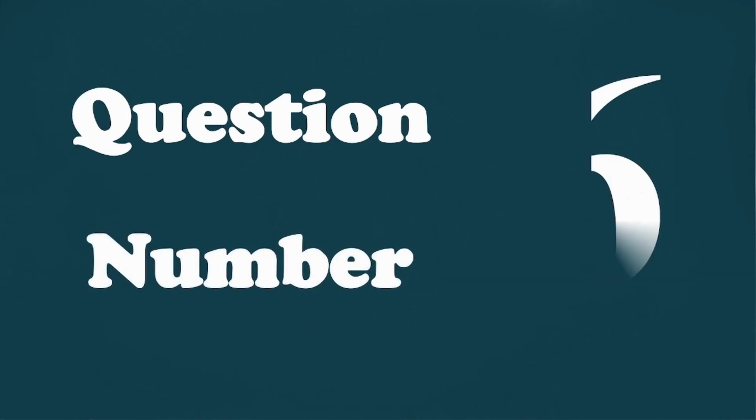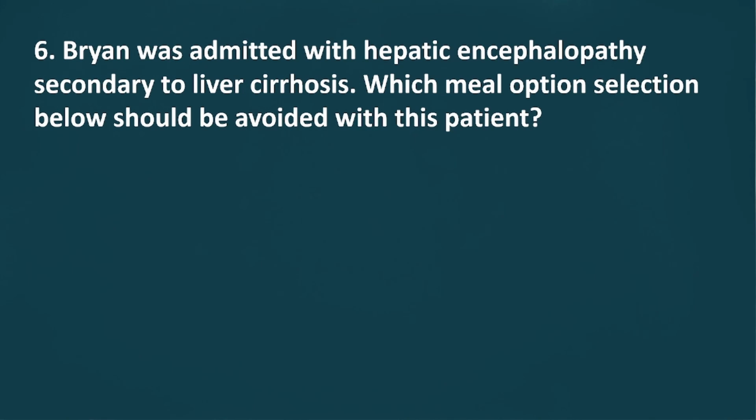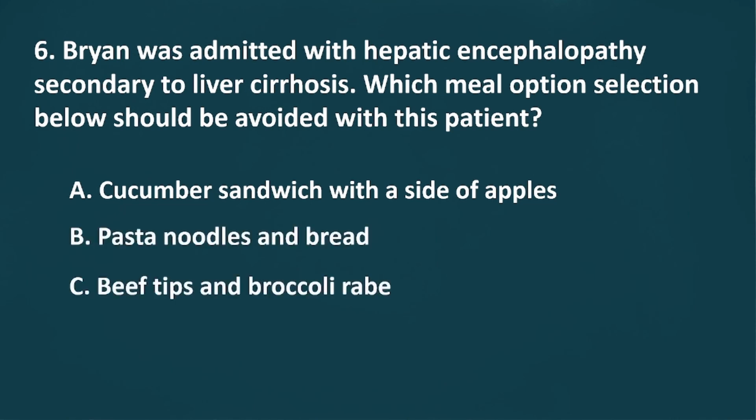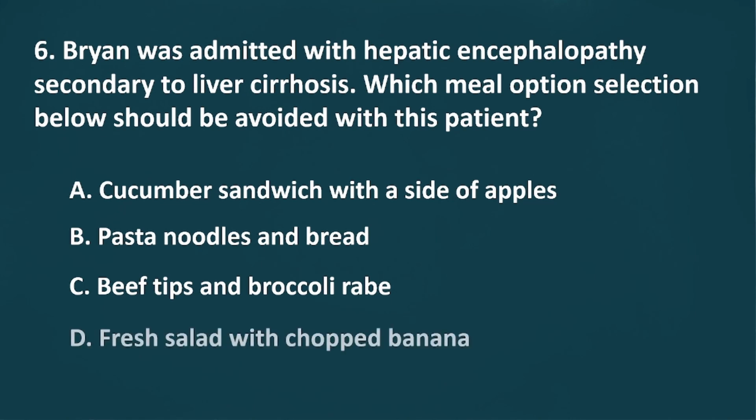Question number 6. Bryan was admitted with hepatic encephalopathy secondary to liver cirrhosis. Which meal option selection below should be avoided with this patient? A. Cucumber sandwich with a side of apples. B. Pasta noodles and bread. C. Beef tips and broccoli rabe. D. Fresh salad with chopped banana.